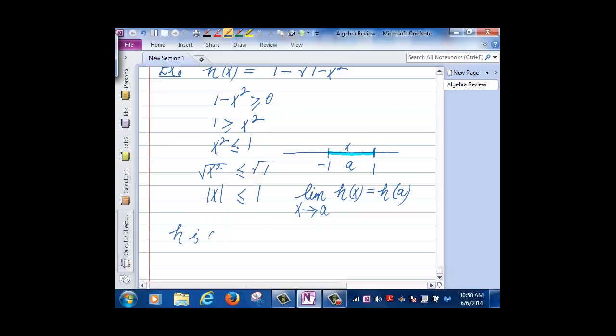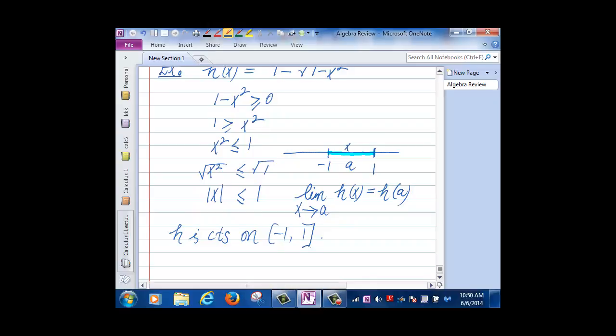So now I can see that this function h is continuous on -1 to 1. But you have to keep in mind, when I say that it's continuous on -1 to 1, I mean it's continuous at -1 from the right and continuous at 1 from the left only, right?